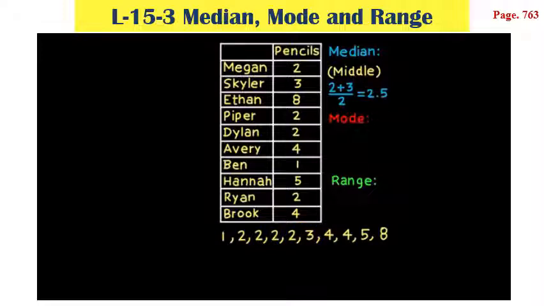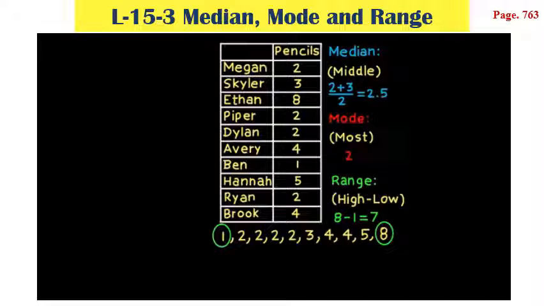The mode is the value in a list that occurs the most often. In Nolan's list, the 2s and 4s occur more than one time. But the 2s occur the most often, so the mode is 2. And last, to find the range, Nolan finds the difference between the highest and lowest values. The highest value is 8, and the lowest value is 1. So the range is 8 minus 1 equals 7.